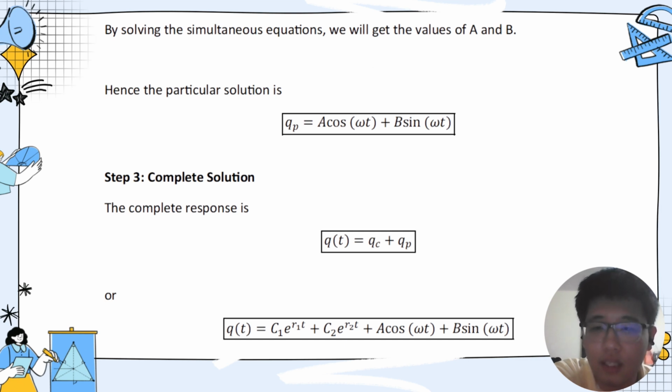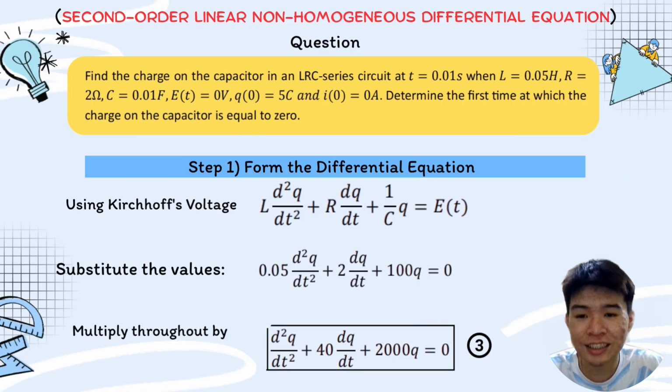So to complete the solution, we get Qt equal to Qc plus Qp, or Qt is equal to C1 e^(r1t) plus C2 e^(r2t) plus A cos ωt plus B sin ωt. Okay, so next I will present the questions for the second order linear non-homogeneous differential equations.